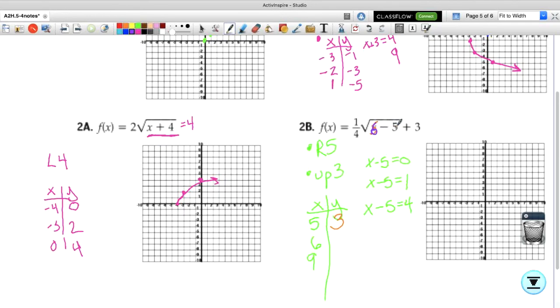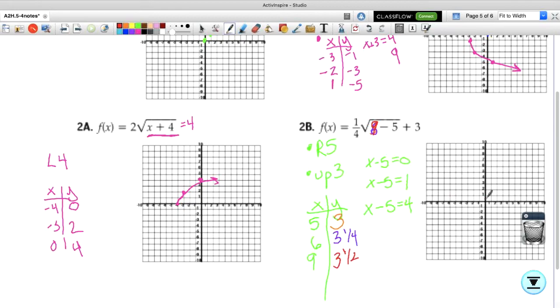Six minus 5 is 1. Square root of 1 is 1. 1 times 1/4 is 1/4. Plus 3 is 3 1/4. Last one is 9. So 9 minus 5 is 4. Square root of 4 is 2. 2 times 1/4 is 2/4, which is 1/2. And 1/2 plus 3 is 3 1/2.